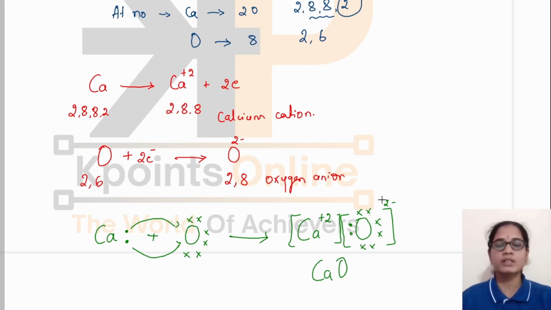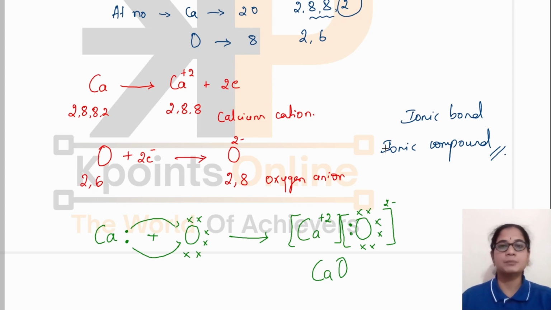So this bond that is formed by the transfer of electrons from metal to non-metal is called an ionic bond, and the compound that is formed is called an ionic compound. Okay, this is all about the important questions and PYQs of the chapter Metals and Non-metals.